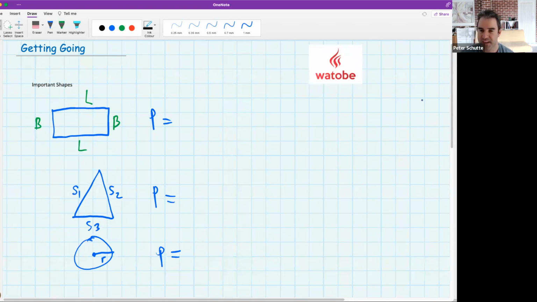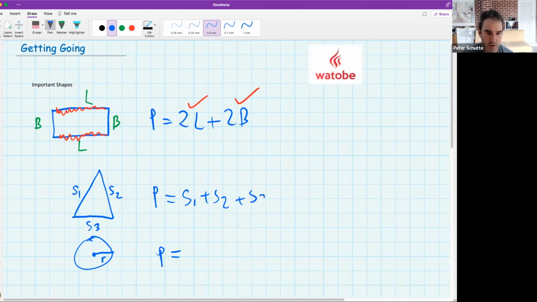Okay, Kuchle, can you help us with a formula for the perimeter of a rectangle? The formula for the perimeter of a rectangle is 2L plus 2B. Perfect, Kuchle, that is absolutely correct, because the 1L and the other L give you the 2L, and then the 1B and the second B. Okay, so that's the perimeter of a rectangle. Could you help me with the triangle? The triangle is A plus B plus C, so side 1 plus side 2 plus side 3.